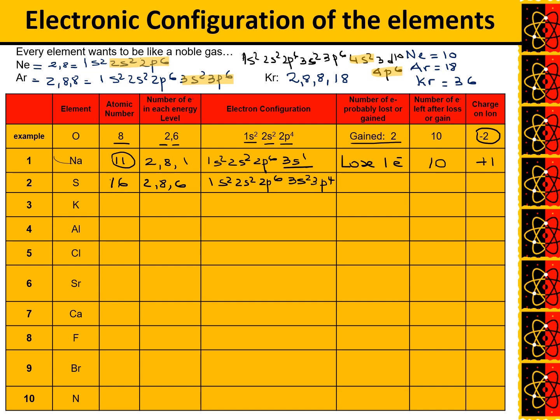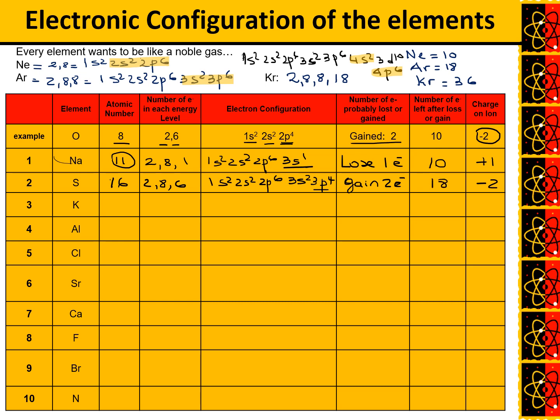Again, same thing that happened here. You see that this one is 2p4, this one is 3p4, but the situation is the same. They want to have p6, so we are going to gain 2 electrons, and since it has 2 electrons extra, it's going to be -2. Instead of 16, it's going to have 18 electrons.